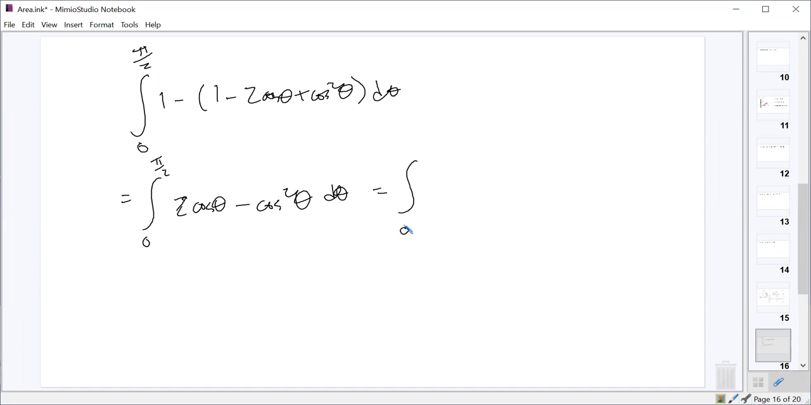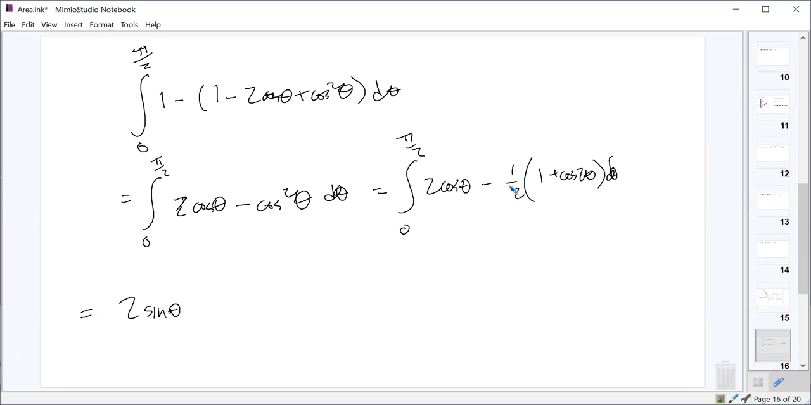And that integral becomes an integral from 0 to pi over 2 of 2 cosine theta minus 1/2 of 1 plus cosine 2 theta d theta. And now we should be able to integrate that, yeah? We should end up with the integral of 2 cosine theta is 2 sine theta.